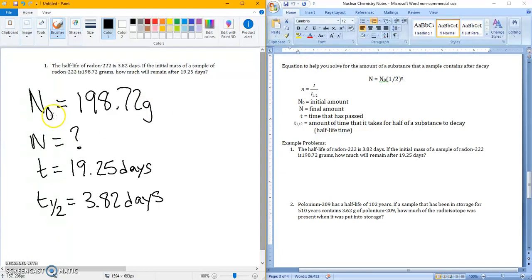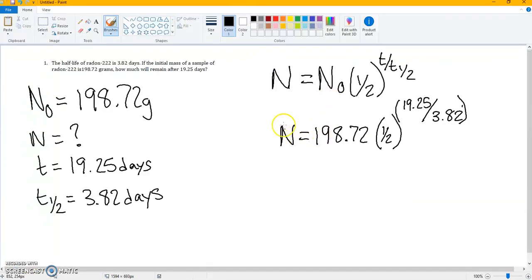So N naught is the initial amount, which they told me here, the initial mass. N is how much is left over, or the final amount, which is what I'm looking for. 19.25 days is how long my decay will happen. And then T half is the half-life. So now all I have to do is plug it into my equation. Okay, so N is what I'm looking for. 198.72 goes here. And then I put my T and my T half up here.